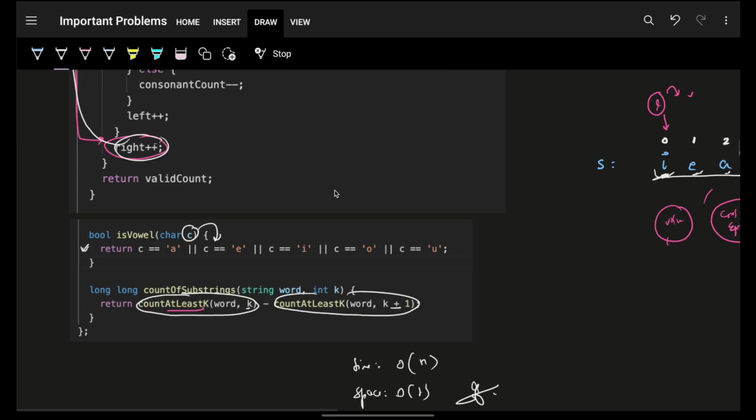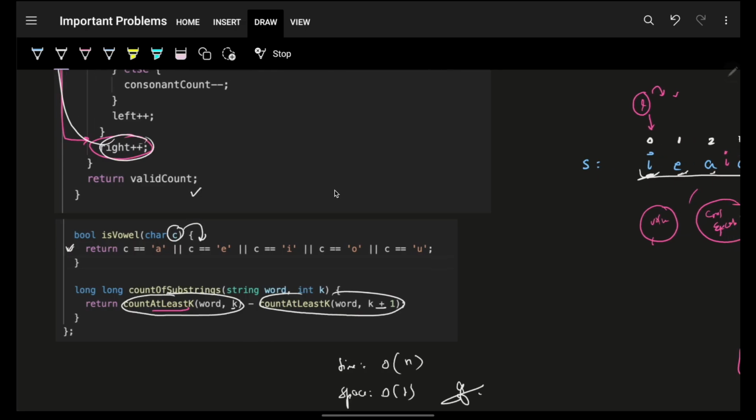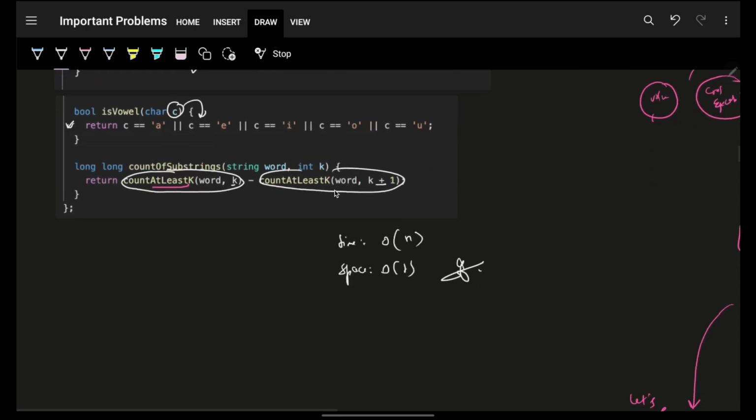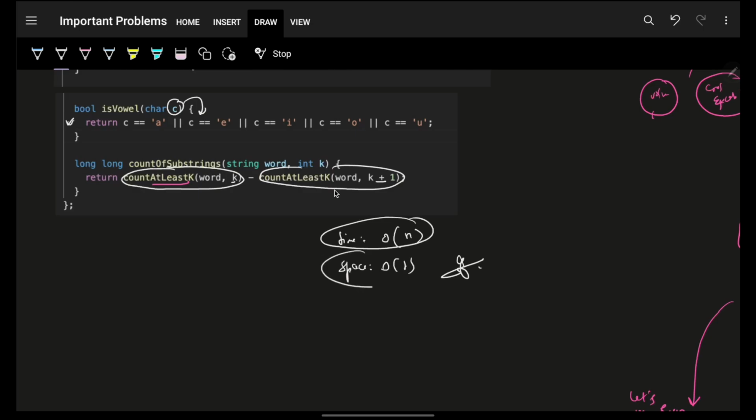Now, that is the ultimate thing. With that, you will simply get the answer. Because you are using two pointers, your time will be O of n. Because you are only using a hash map of size 5, the space will be O of 1.